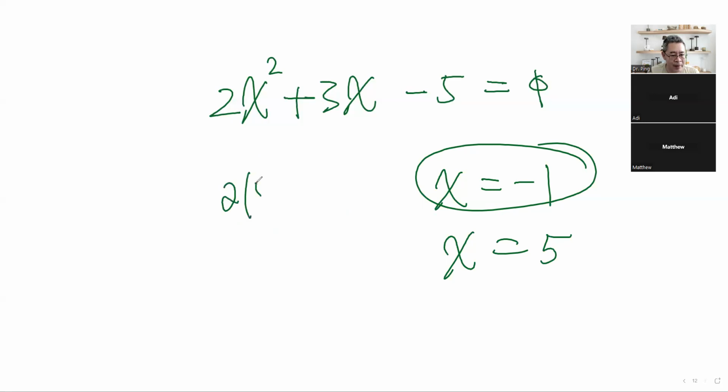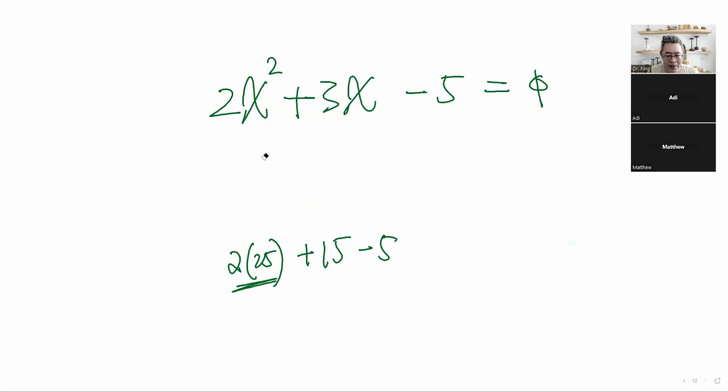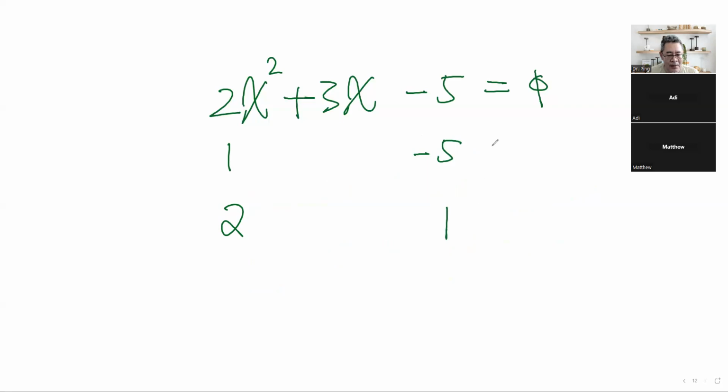We get 2 times 5 squared plus 3 times 5 minus 5. So what I get here is 2 times 25, and this is 15. Well, 15 minus 5 is 10 already, and this is positive, so it's not there. So we know neither is good. So let's see why. Well, what we're going to do is, first of all, we break 2 into 1 times 2. Now the other one has to be either -5 and 1. In this case, 1 times 1 is 1, this is -10. Added together that's -9. So that won't work.